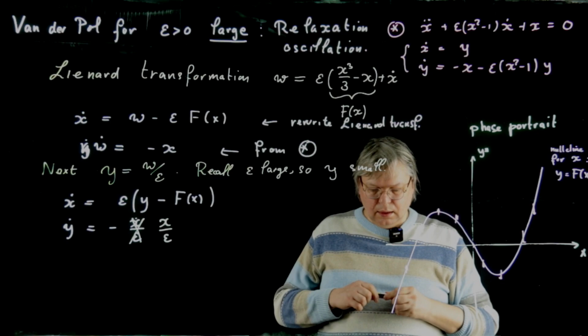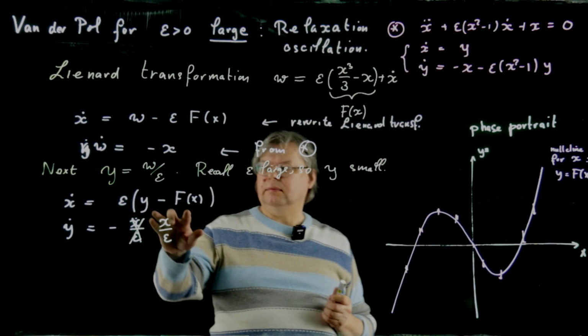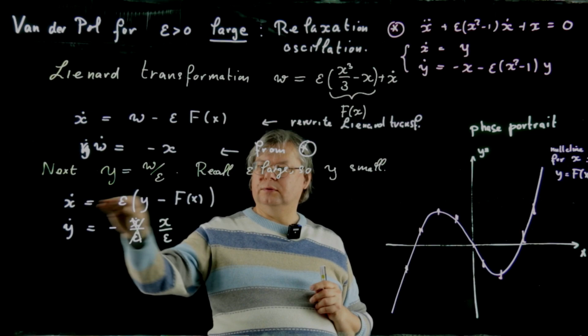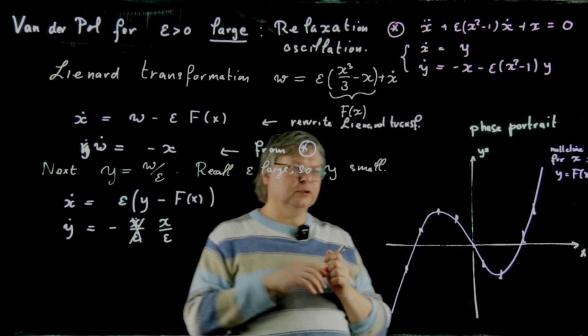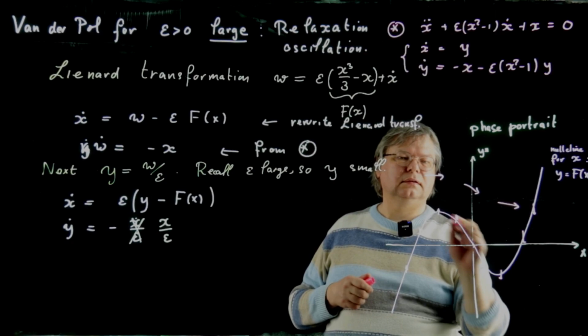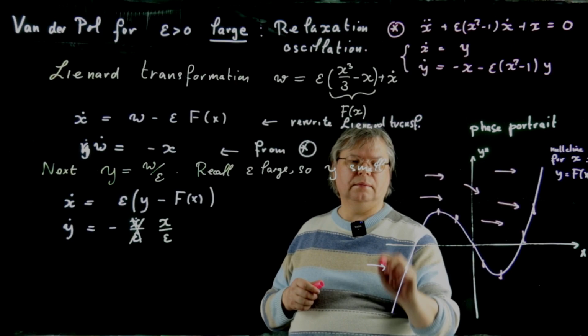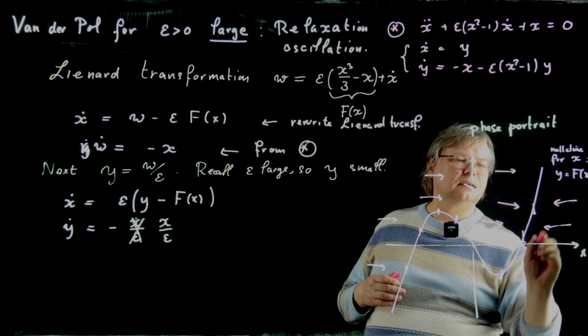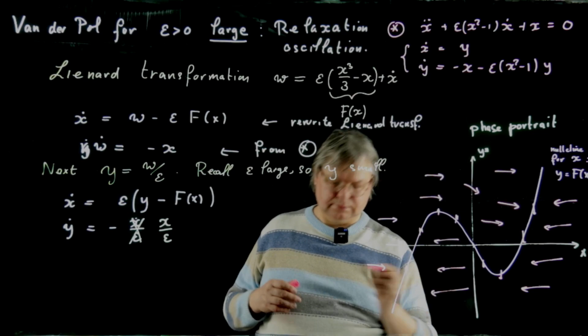Elsewhere on the plane, above this purple curve, y minus f of x is positive. And we know that epsilon is large, so the x dot will be quite large. So that means a large horizontal component. So it will look like this. Whereas below the curve, below the purple null cline, the x dot becomes negative. So we get this behavior.